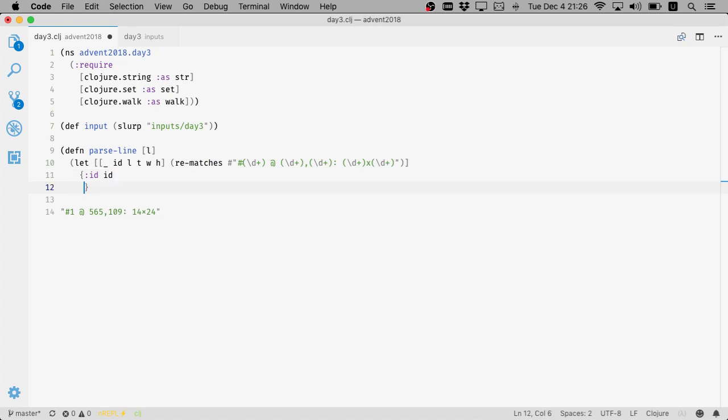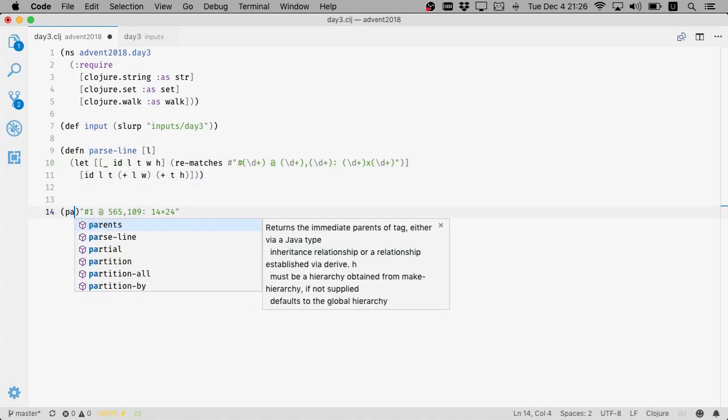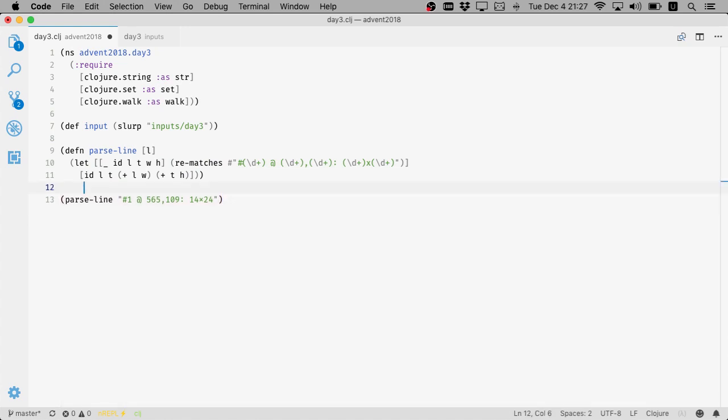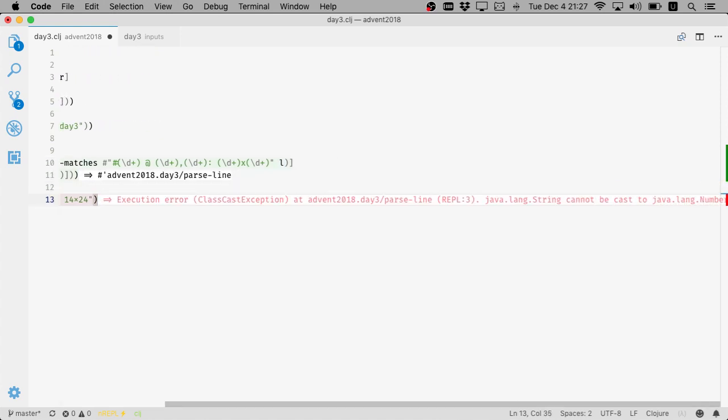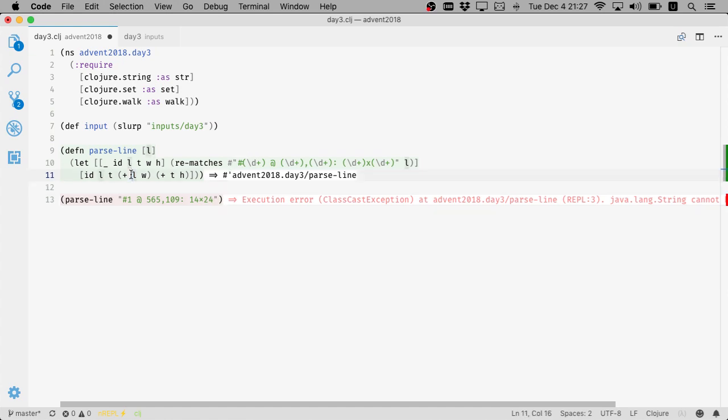Okay, let me just return coordinates. Okay, so left, top, and we probably need left plus width as right and top plus height, something like that. Okay, let's see. It doesn't work. Okay, why does it complain about the number of arguments? Oh, because I didn't pass the line. Yeah, of course, I need to pass line here. Now the string can be cast to a number. Obviously, because those are strings.